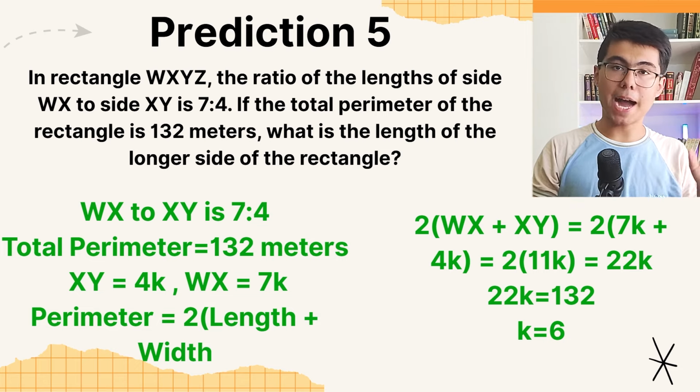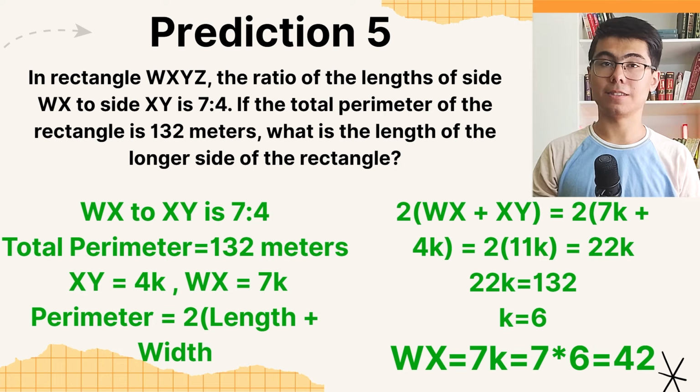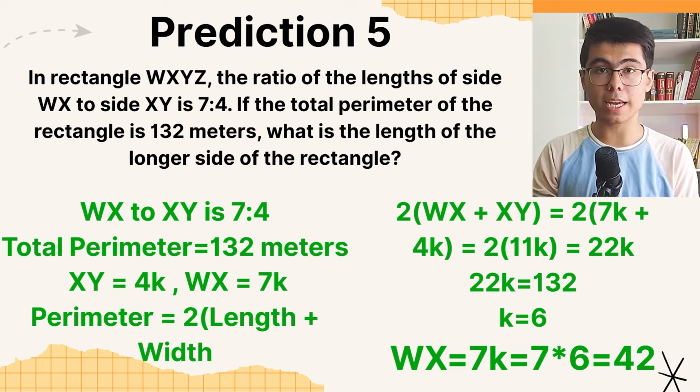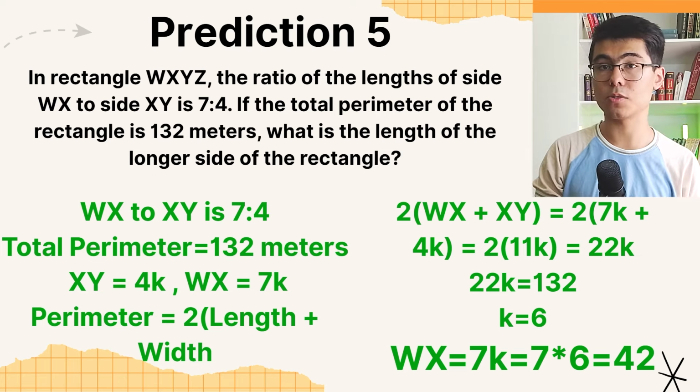Now plug k back in to find the actual side lengths. So the longer side WX equals 7k, which is 7 multiplied by 6, which equals 42 meters. And the shorter side XY equals 4k, which equals 24 meters. So the length of the longer side is 42 meters.